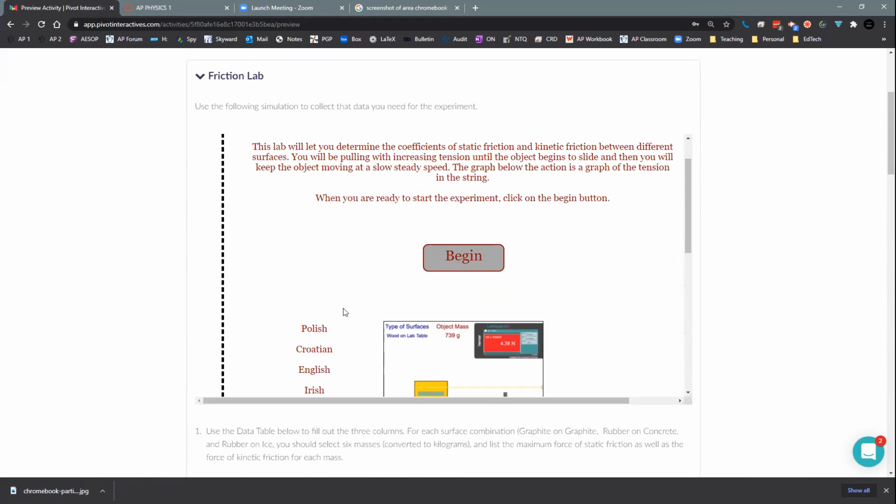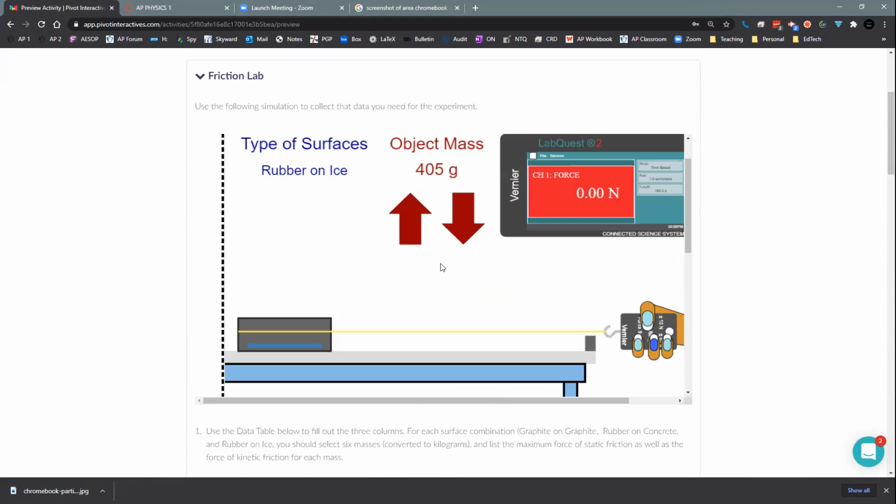So what you are going to do is you're going to first hit begin. Now, this is a simulation of what we would normally be doing in class. So it shows using the Vernier sensors that we would be using on a daily basis, all of that. Now, what you can change here is 2 things. You can change the type of surface, and you can change the mass of the object.